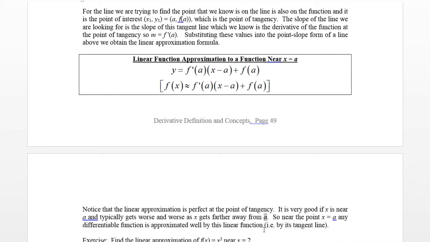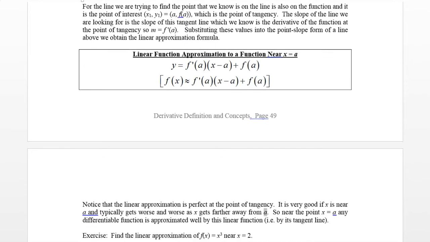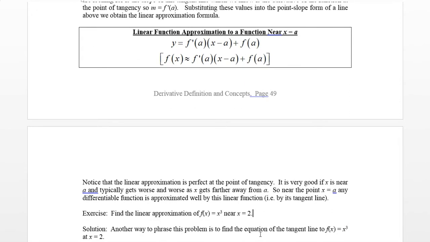So let's see if you can do this problem right here. Find a linear approximation to the function f of x equals x cubed near x equals 2. In other words, find the equation of the tangent line. Another way to say the same problem would be: find the equation of the tangent line to f of x equals x cubed when x equals 2. I would like you to do that one yourself, and then we'll come back and check it. Work this one yourself, come back when you're done, and check it. Press pause now.